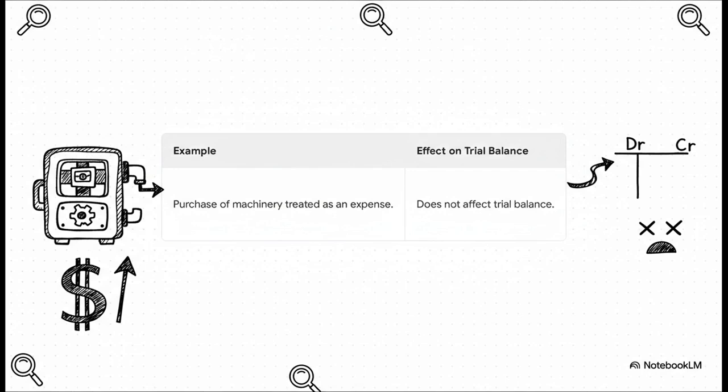Buying a machine is a capital expenditure. It's an asset for your business. But if you record it as just a regular business expense, you still got a debit and a credit. The numbers balance perfectly, but now your financial statements are telling a very misleading story.